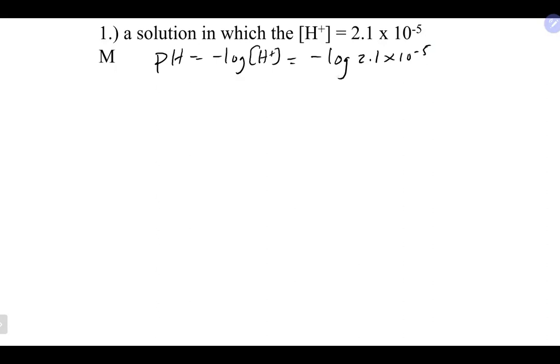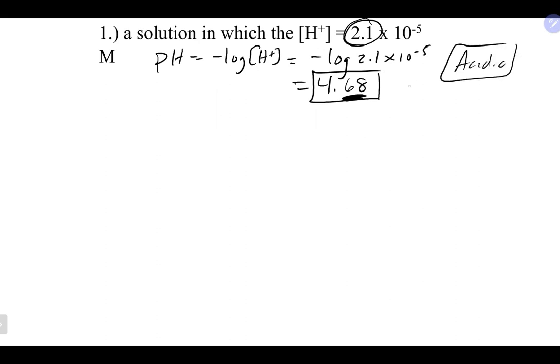It's going to give us a pH of 4.68 in this case. Once again, we have 2 significant figures, which gives us 2 decimal places in this case. Any questions on that calculation there? This would then be acidic, as the pH is less than 7.